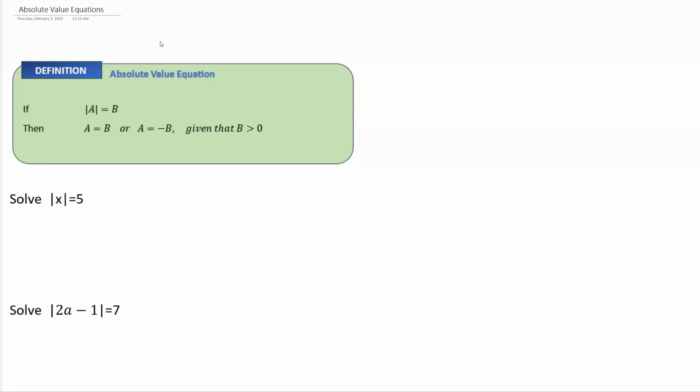Today's lecture is about absolute value equations. Absolute value equation: if A in absolute value, these two symbols are the absolute value, equals B, then A is equal to B or A is equal to negative B, given that B is greater than 0. In other words, the absolute value of a number is always positive, so the result has to be greater than 0.